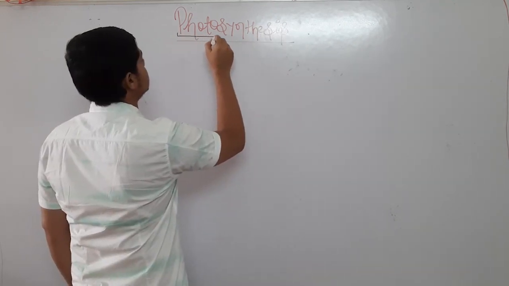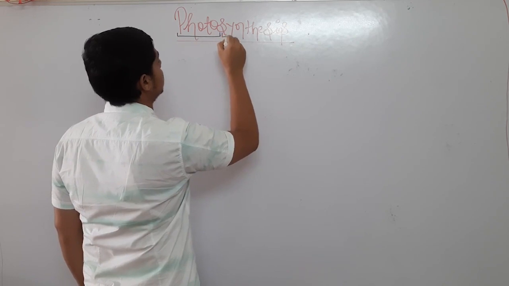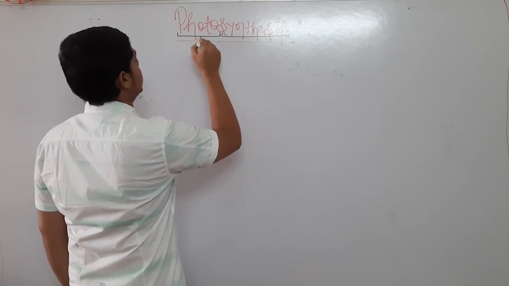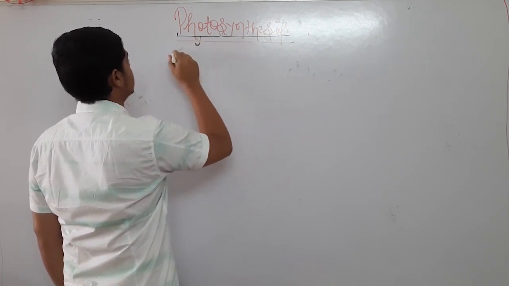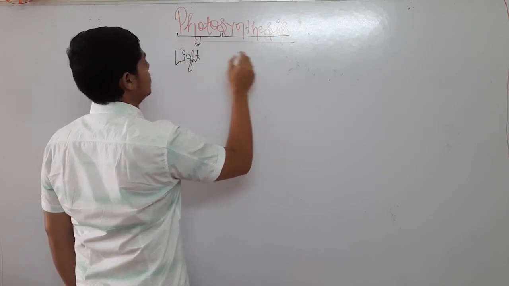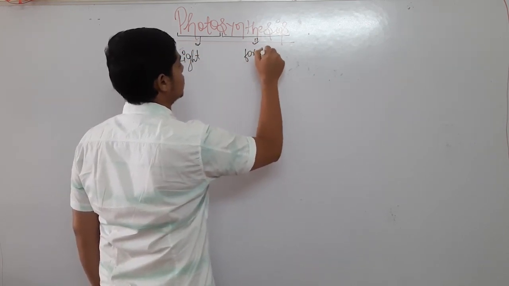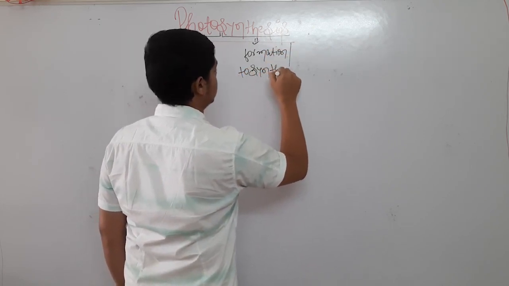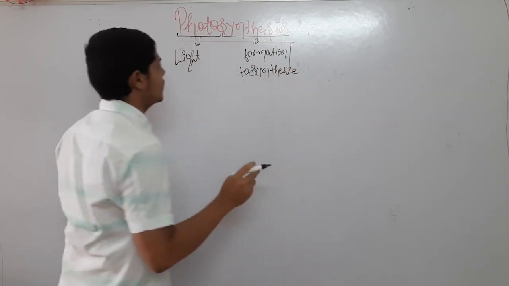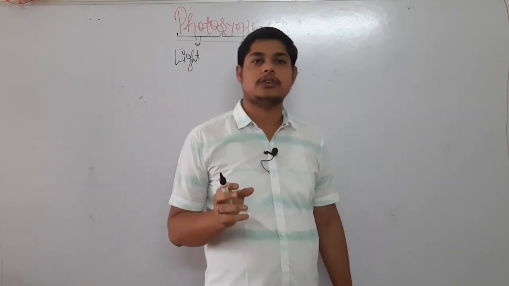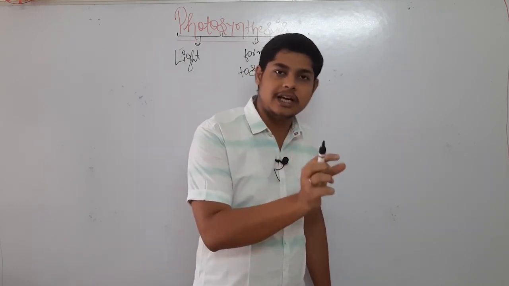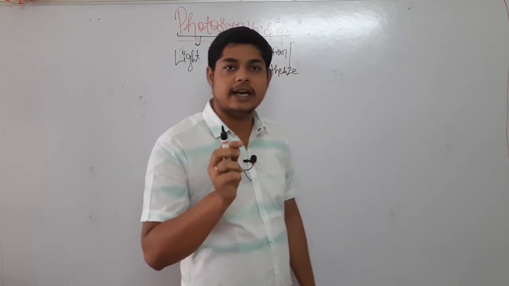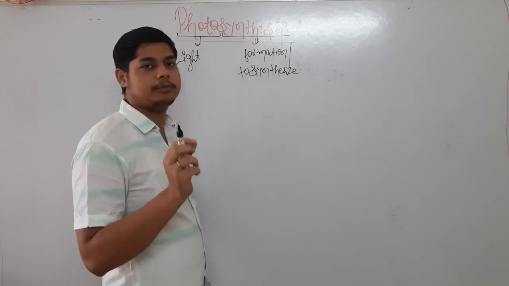The term photosynthesis is divided into two parts, that is photo and synthesis. If we break the terms apart and look at their meanings, photo means light and synthesis means formation or to synthesize. That is, photosynthesis is a process in which a substance is synthesized, is being formed in the presence of light. That is, light will play an important role in this entire process.